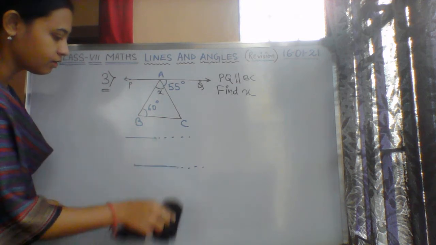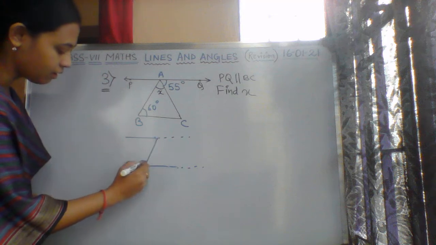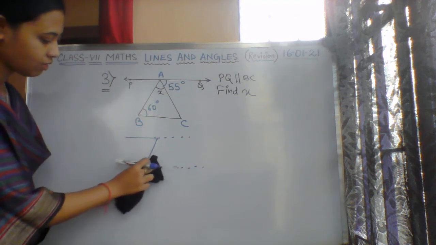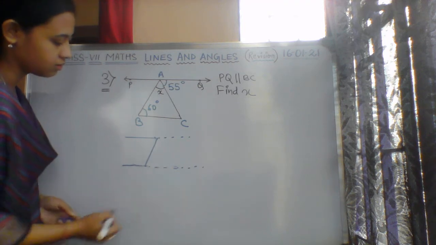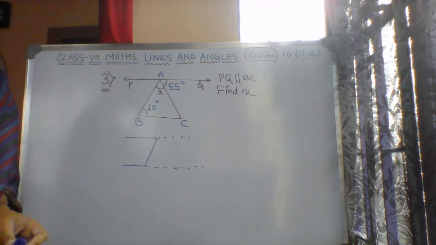Similarly, AB is like this one. It is also playing the role of a transversal.